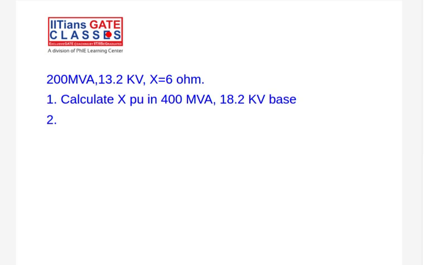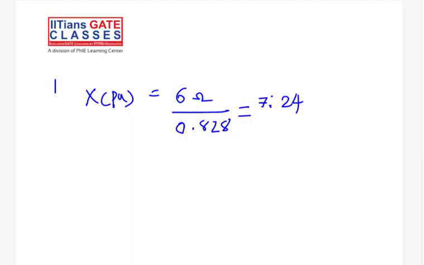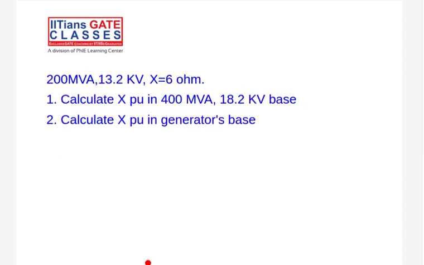I'm adding one more question, a second part. Calculate X in p.u. in generator space. So there are two approaches again over here. First, we have already calculated it. The answer to the first part was 7.24 p.u., right?